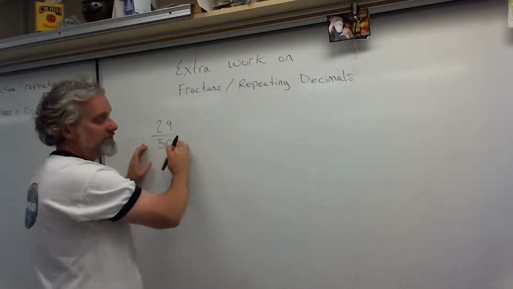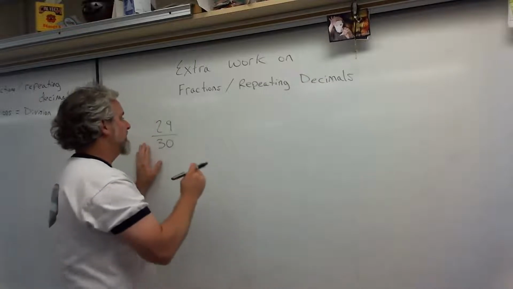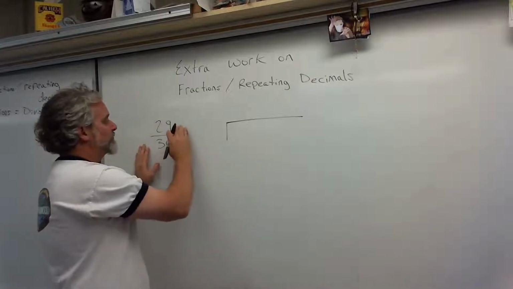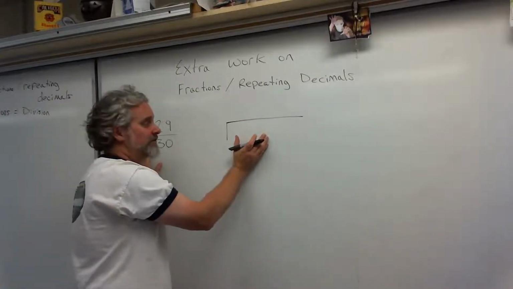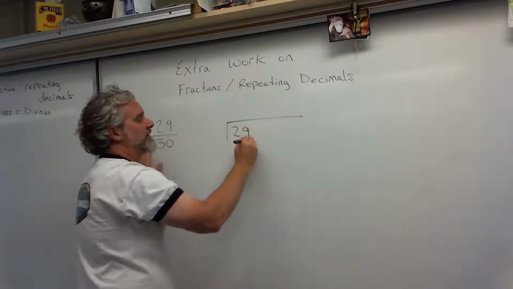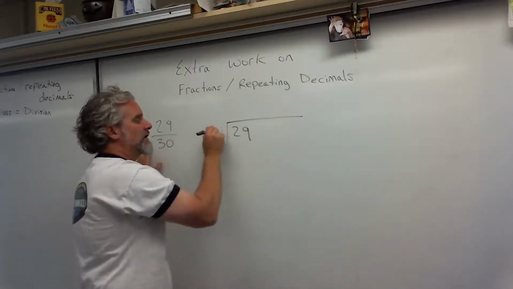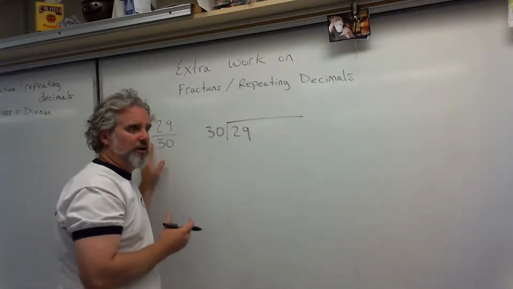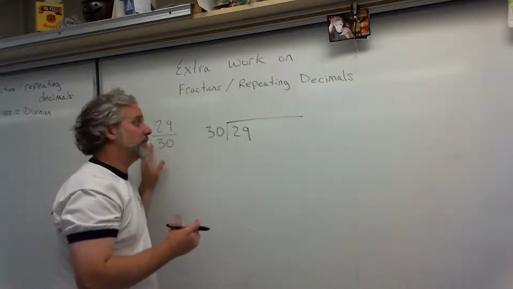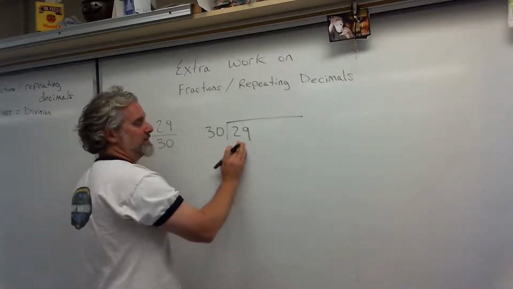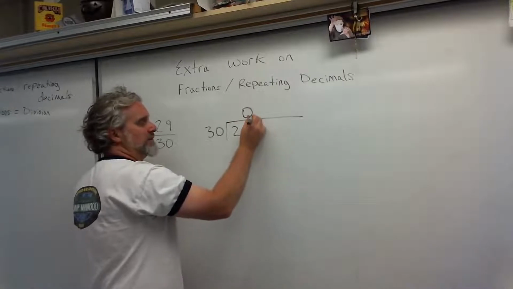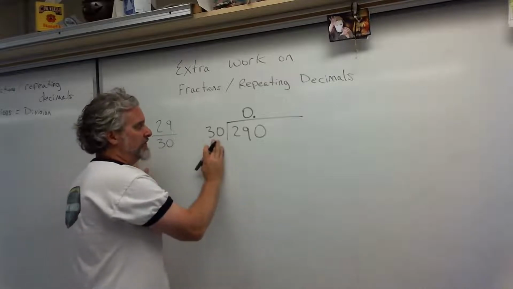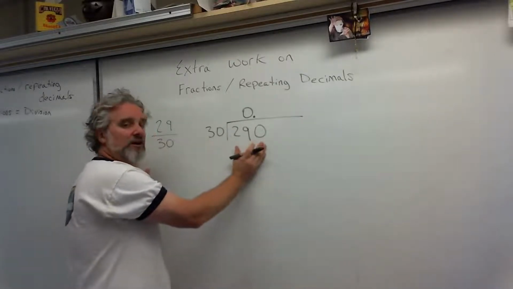29 over 30. As discussed in class, fractions mean division. The top number and the bottom number have their own place within this. 29 is the top number, the numerator, and it's going to go inside the box. 29 divided by 30. 29 is less than 30, so we know it's not going to equal 1 or something greater than 1. It's less than 1. 30 cannot go into 29, so we put a 0 on top. Then we put a decimal point, and then we bring a 0 down below.